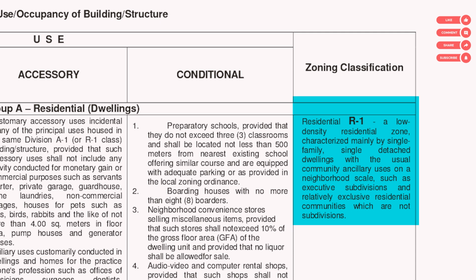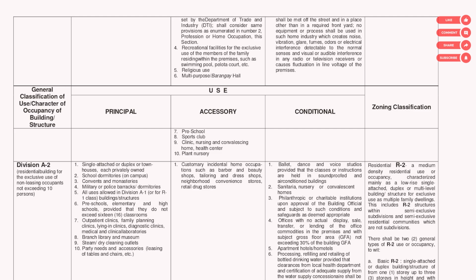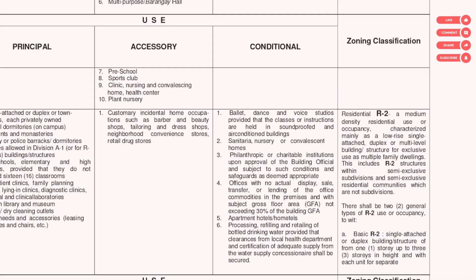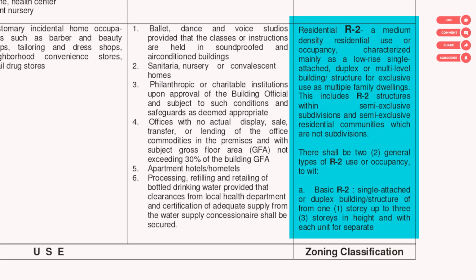Okay? How about R2? R2 is medium density. So ito, we expect medyo mas dense na. So meaning medyo mas dikit-dikit na yung building, medyo mas matataas na yung building. R2 is easier to understand when I show you the two subtypes of R2. Meron basic R2 zone, meron naman maximum R2 zone. So the basic R2 zone, the most dense project that you can do is single attached or duplex houses.